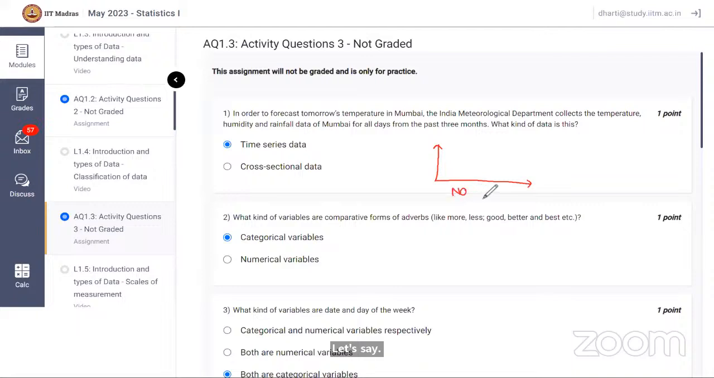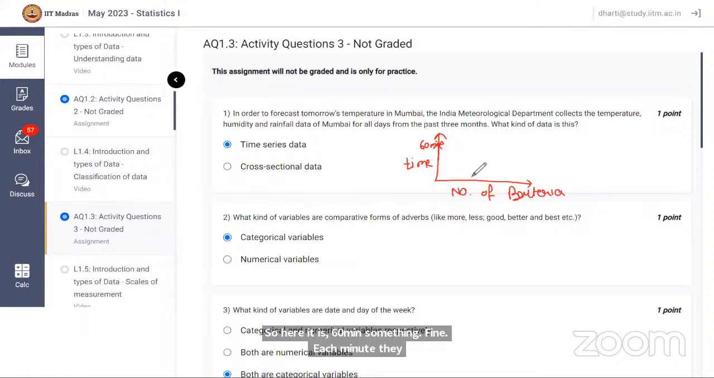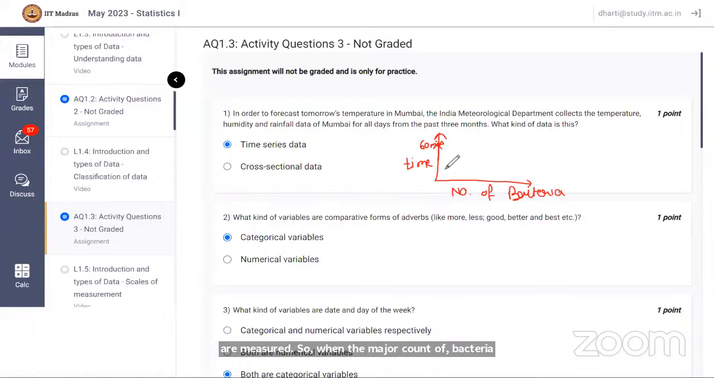Let's say number of bacteria here and time here. Now, they have measured for 1 hour, let's say, so here it is 60 minutes, each minute they have measured. So when they measure the count of bacteria over time, it's time series data.